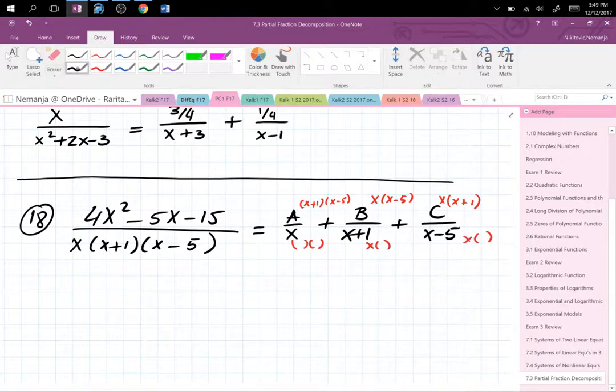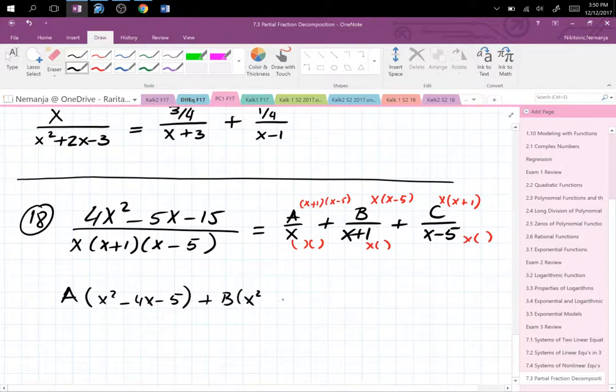So, what do we have? We have a times, when you FOIL this, you get x squared minus 4x minus 5, plus b times x squared minus 5x, plus c times x squared plus x. If you FOIL those, or distribute, is equal to 4x squared minus 5x minus 15.